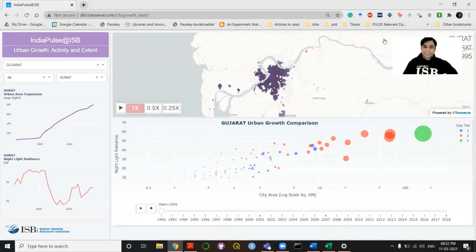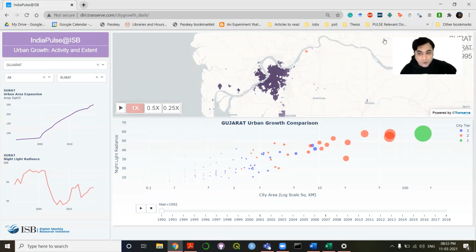Welcome to this week's edition of IndiaPulse at ISB, funded by Omidyar Network. This week, we will explore how urbanization can be visualized and compared. I am Anirudh, and I have with me Shamil, who is product managing the Pulse at ISB, and Amarsh, who is CTO of Transerve, our technology partners in the Pulse initiative.